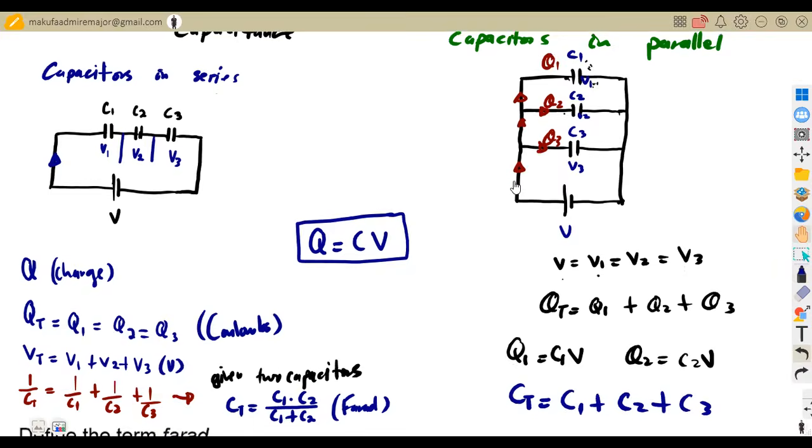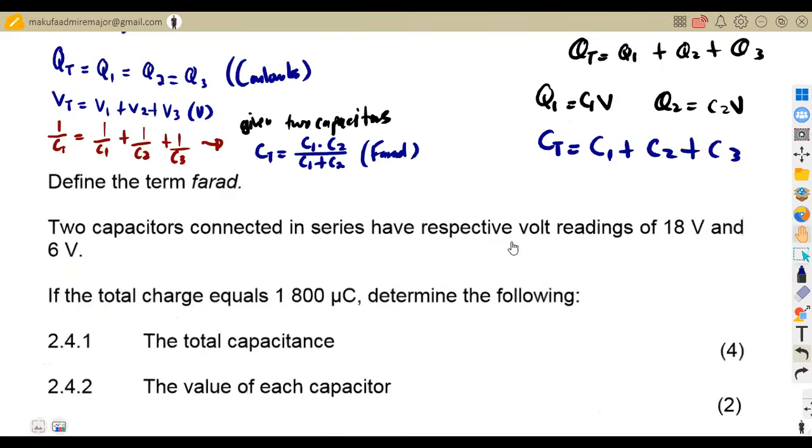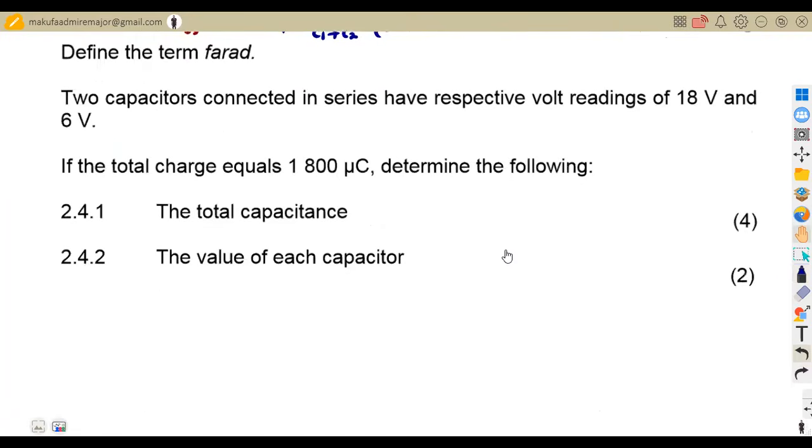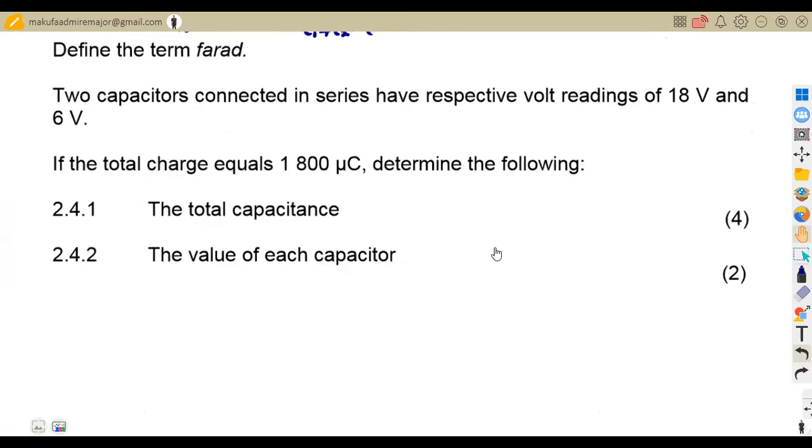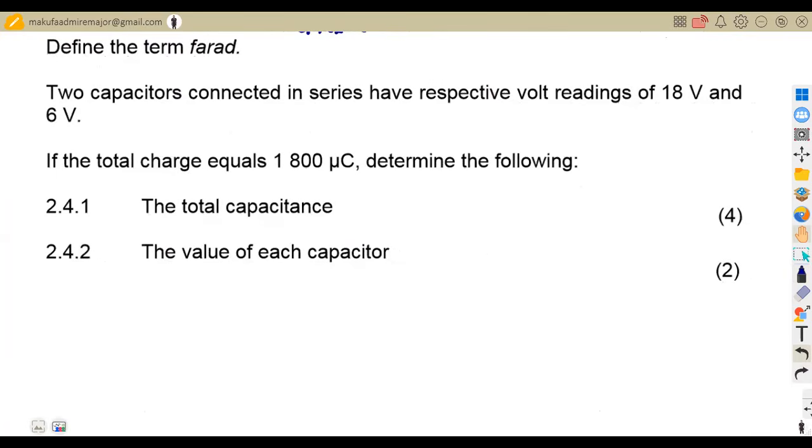We shall have another class with more questions to consider. But for this one, I just want us to consider this part here. The first part we're given is to define the term farad. As we can see from our combination, this is just the unit of measurement of what? The unit of measurement of capacitance. So we can name it as 1 farad. In this case, 1 farad is the capacitance.